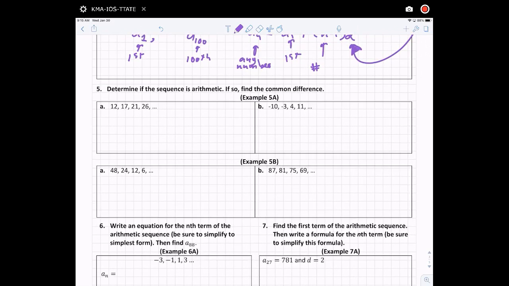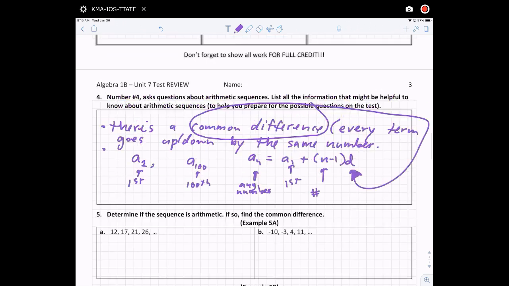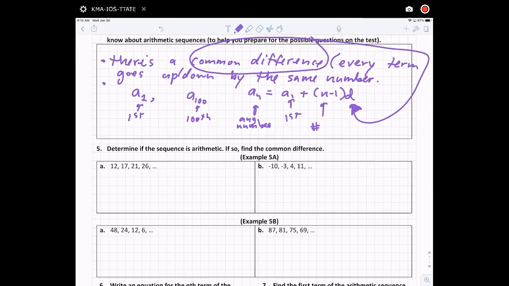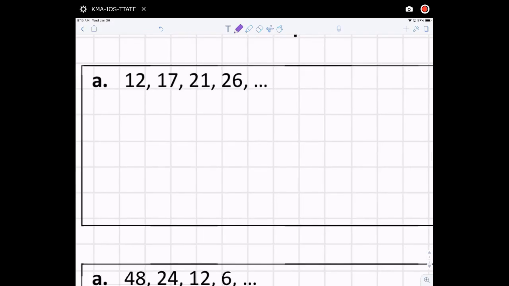Let's look at number 5. Determine if a sequence is arithmetic. If so, find the common difference. So remember, if it is an arithmetic sequence, it does have the common difference. That was the very first thing that Douglas, I think it was Douglas, or maybe Johnny, brought up. So if I'm looking for a common difference, I'm checking to see from the first number to the next number, how much do I add or subtract? And then, say it's plus 99, the next one better be plus 99, and so forth.